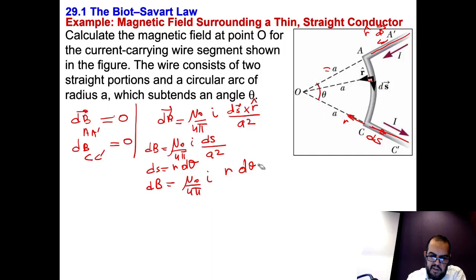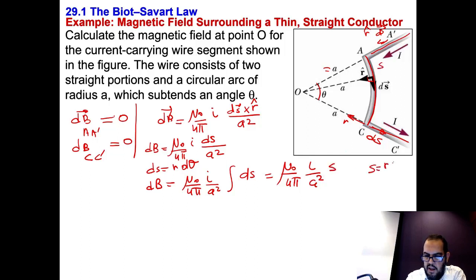Let me leave it as ds. I'll convert it later. So over a squared, the integral of ds. The integral of ds is actually the length of this arc. So this is going to be mu 0 over 4 pi I divided by a squared, times the length, let's call it s, and s is equal to r theta.